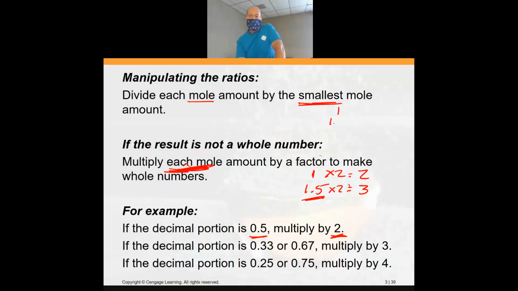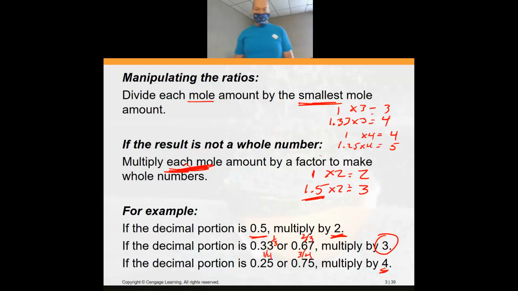If you got a 1 and a 1.33, then you have to multiply them both by 3, and you would have a 3 to 4 mole ratio. If you had a 1 and a 1.25, now you have to multiply both of them by 4 in order to get a whole number, and then you would have a 4 to 5 mole ratio. 0.33 is 1/3, 0.67 is 2/3, and that's why we're multiplying those by 3. 0.25 is 1/4, 0.75 is 3/4, and that's why we are multiplying them by 4 to make them into whole numbers.